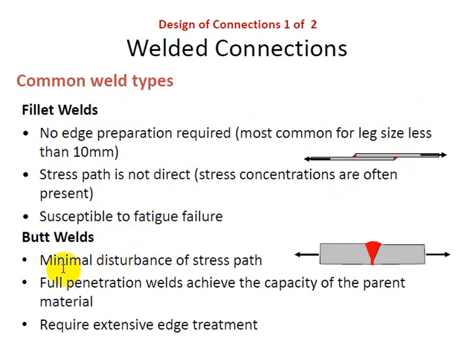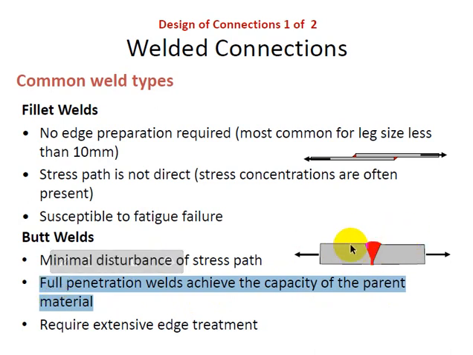And the butt weld has minimal disruption of the stress path. This is the stress path. Full penetration weld achieves the capacity of the parent material. So it's full penetration, which when you make a full weld here with no voids, you have more strength than the regular material of the member itself. It requires extensive edge treatment, so it has to have some treatment. This is, as I said before, the main difference why we use fillet welds more than butt welds, because butt welds are very hard to do inside.